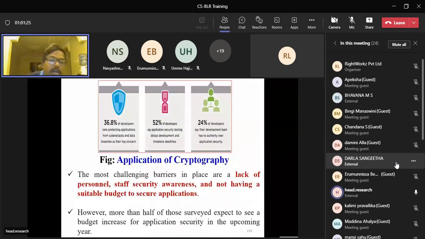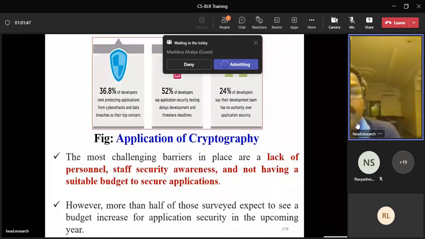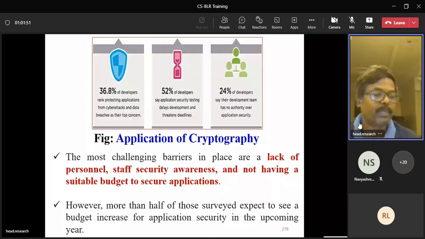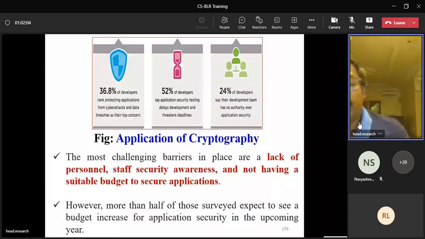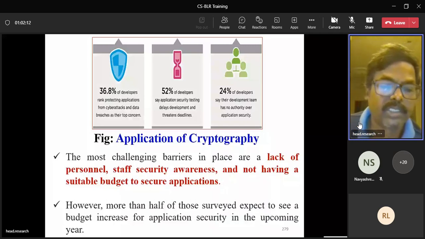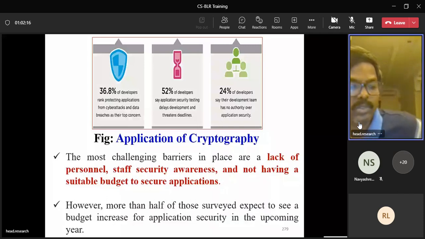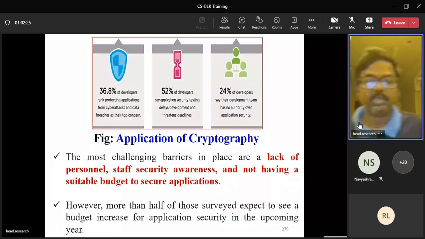36.8% of developers rank protecting applications from cyber attacks and data breaches as their top concern. 52% of developers say application security testing delays development and threatens deadlines. 24% of developers say their development team has no authority over application security. The most challenging barriers are a lack of staff security awareness and not having a suitable budget to secure applications. However, more than half of those surveyed expect to see a budget increase for application security in the upcoming year.